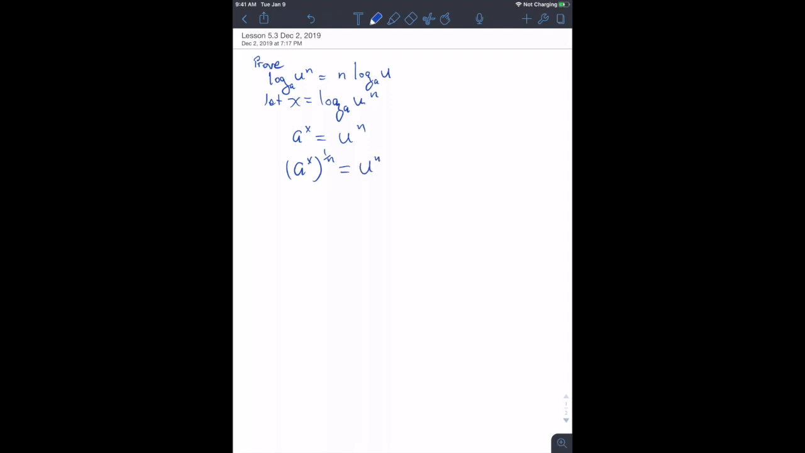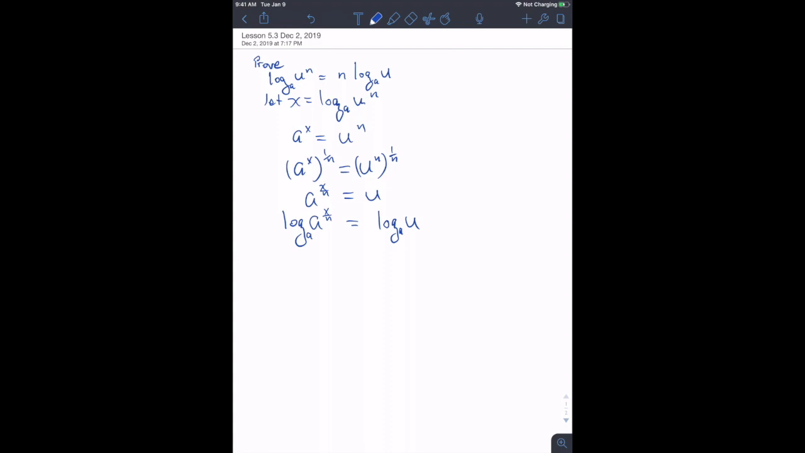So u to the n is going to be raised to the 1 over n power. And so when that happens, the right-hand side turns into just plain u, because that's u to the 1. But the left-hand side is a to the x over n. Now, from there, we can take the log of both sides. So I can say log of a to the x over n base a is equal to log base a of u.